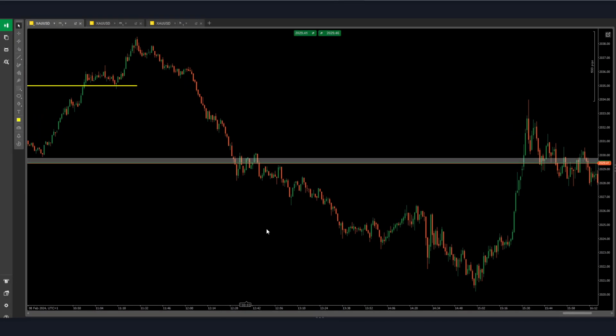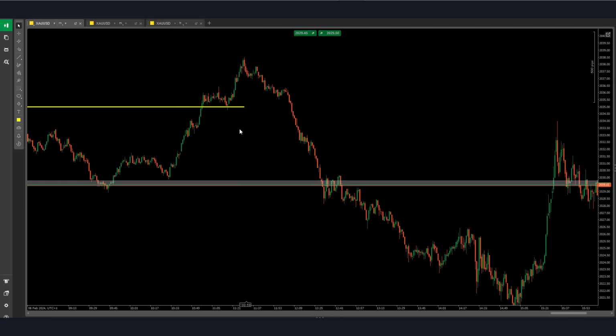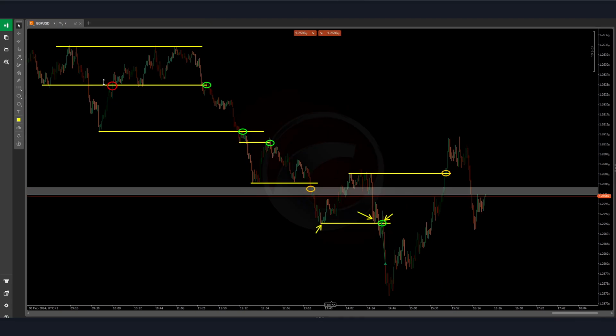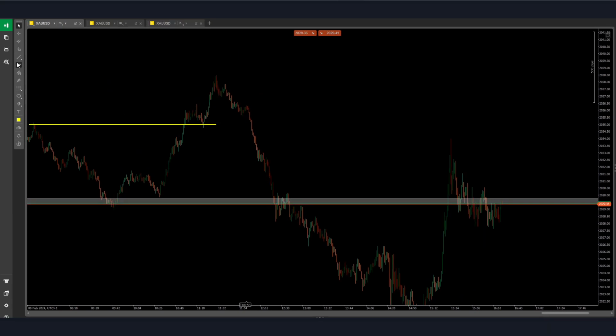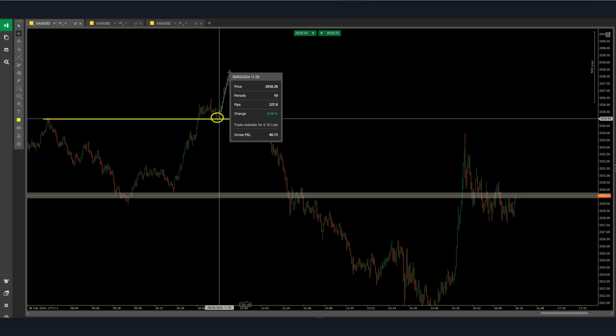If we go and have a look at gold, we can see that gold moved pretty much the same. It gave us a possible buy entry when GU did not, and this is the break and retest of these highs. This one would have been a 30 pip win.